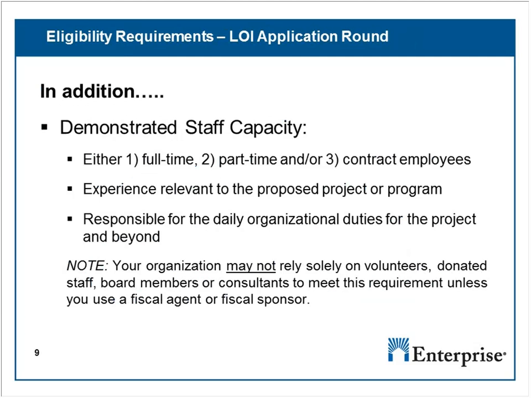So if you are an eligible organization and you choose to apply for a Section 4 grant with us, there are 2 additional enterprise requirements to meet during the LOI round. Your organization must have demonstrated staff capacity to carry out your proposed program or project. You should have either full-time, part-time, and/or contract employees, and your staff must have relevant experience to the proposed project or program, and these staff members must be responsible for the daily organizational duties of the project and beyond.